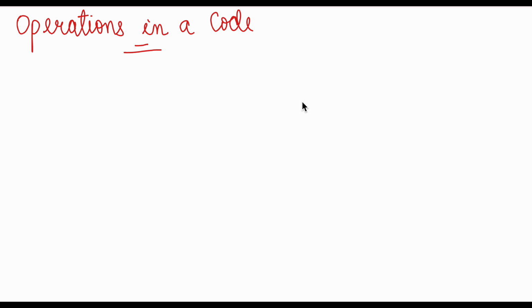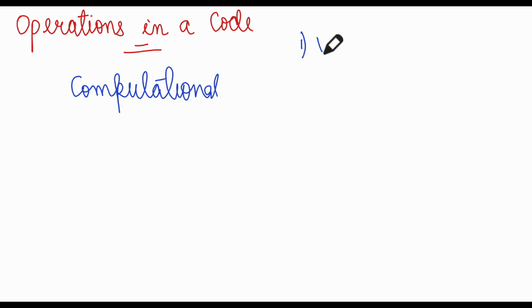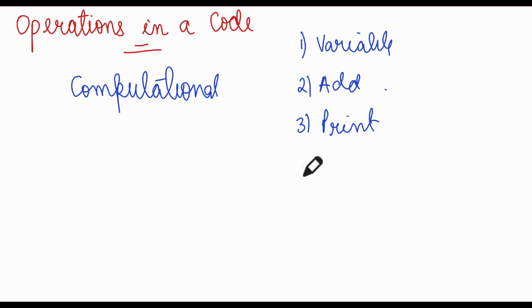Operations in a code technically means any computational task that your code is doing, as simple as that. For example, it could be a variable assignment, like you created some variable. It could be an operation like addition, subtraction, multiplication, division, anything. It could be a print statement, or you're running a loop, calling a function, or defining a function. Any type of thing that you do in your code is called an operation.